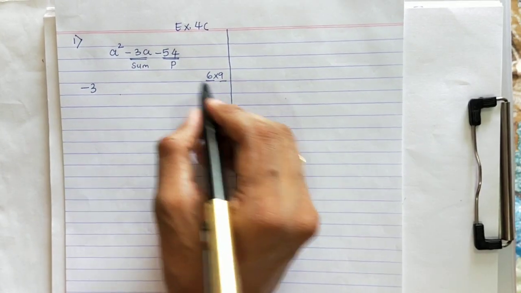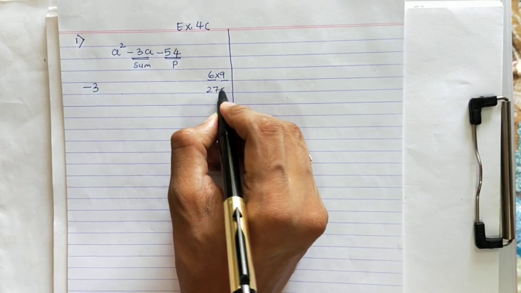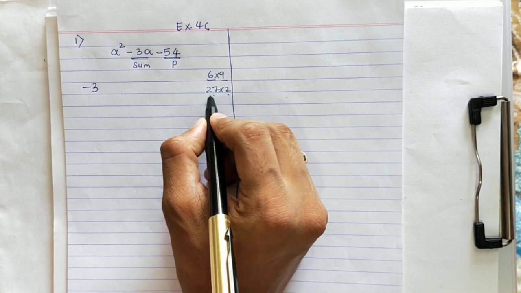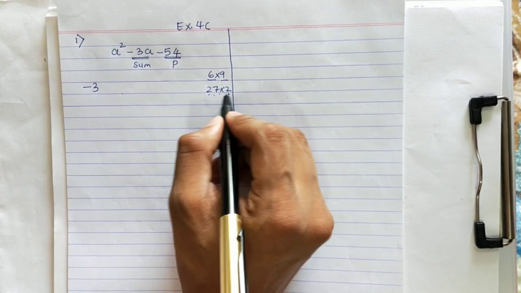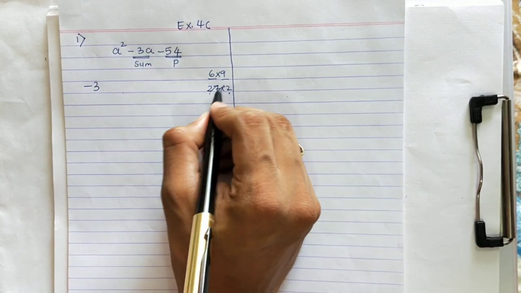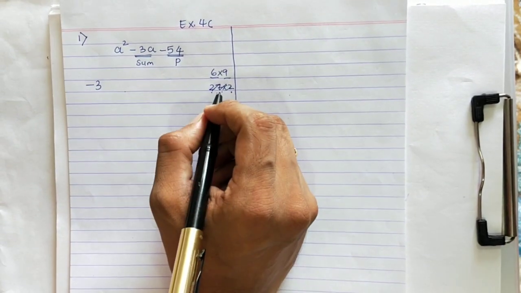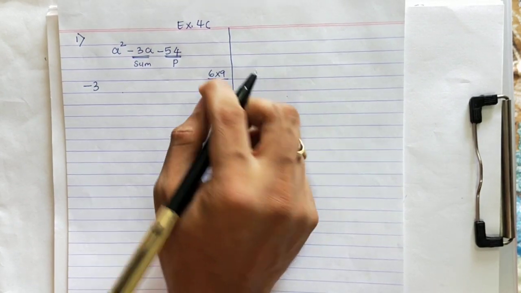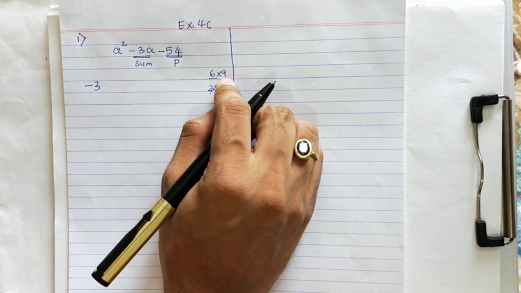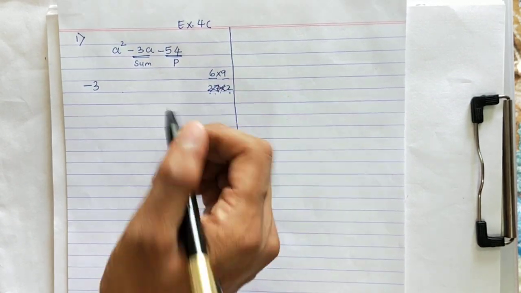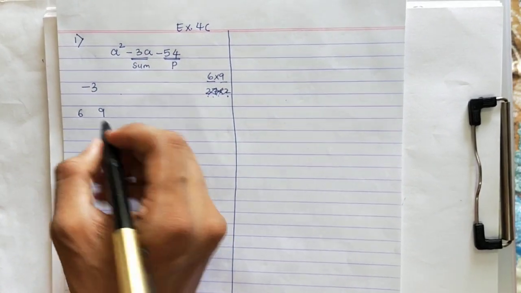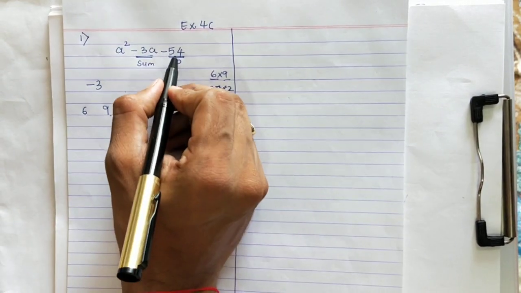See, even if you try like this, 54 is 27 into 2. I can say 27 into 2 is 54. But when I add or subtract 27 and 2, I won't get minus 3. Okay. So you have to just think of two factors. One or two guesses, you will get the answer. Okay. So 54 is 6 into 9. 6 nines are 54, most common multiple. So I'll take 6 and 9. So I'm getting 6 into 9, 54.